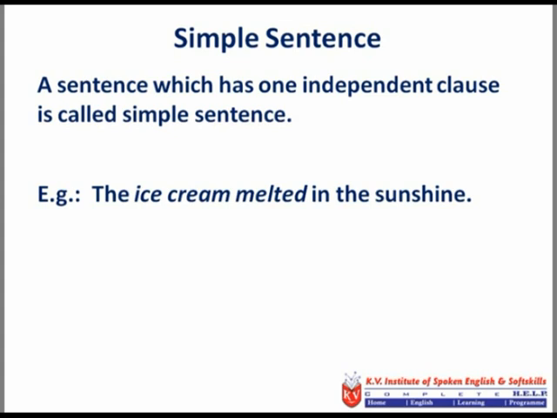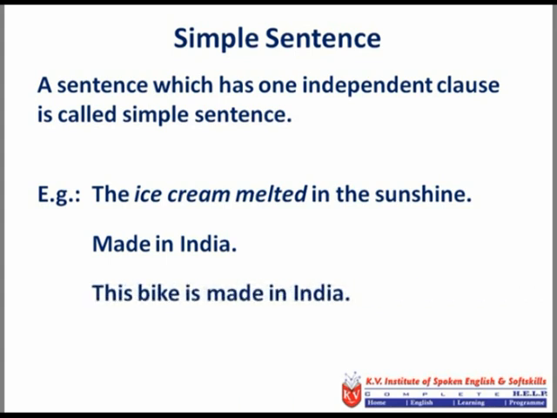Let's see another example, which is a complete sentence but will not have a verb: Made in India. In this sentence, there is no verb. This bike is made in India. This is another sentence which has a verb and it is a complete sentence.